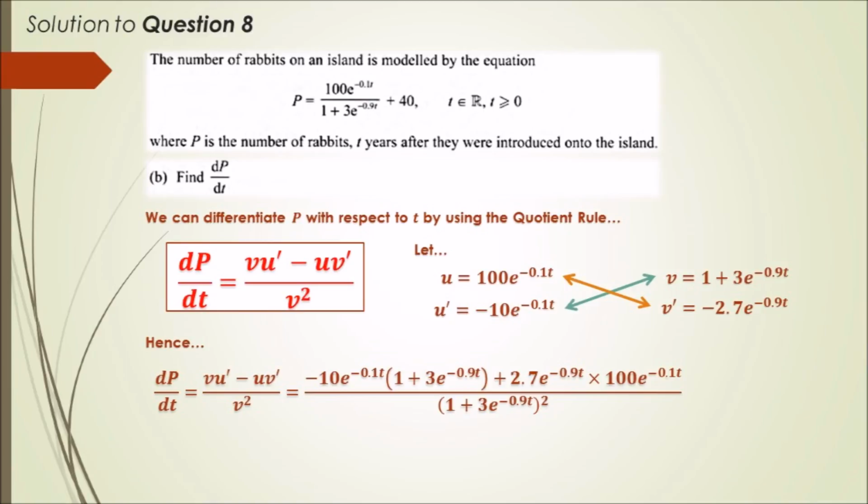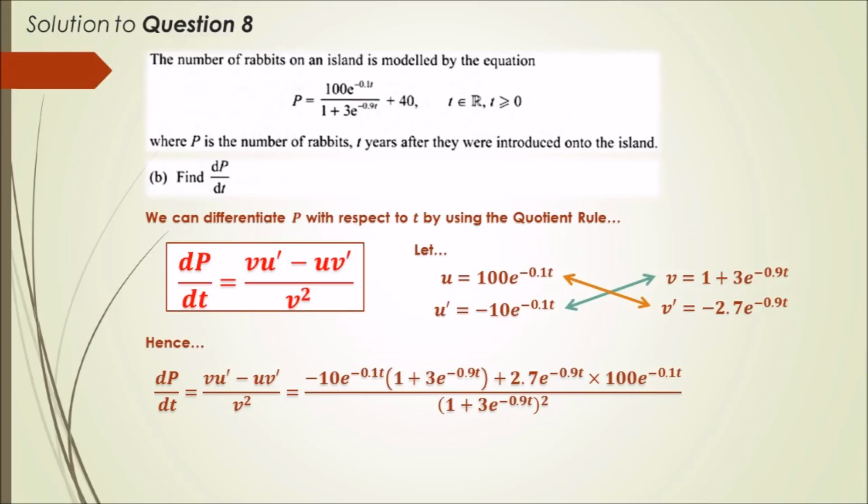Then I times this against u, which is 100 e to the power minus 0.1 t, and smash this all over v squared. And v squared is just 1 plus 3 times exponential, all to the power 2. And literally this is the end of the answer. Now all that you're probably expected to do is just tidy the top line.